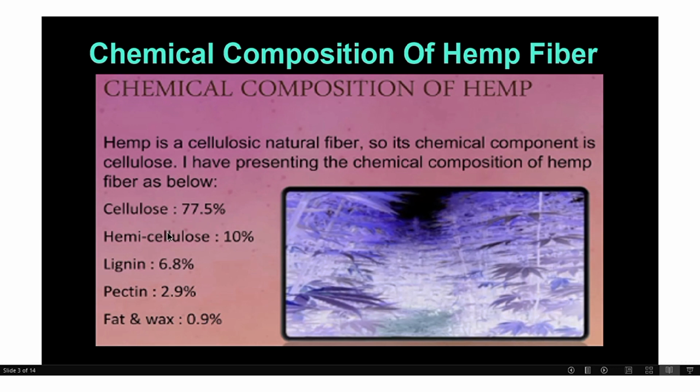The major portion is cellulose and hemicellulose. Its figure is about 87%. It is also known as cellulosic fiber. This was the complete chemical composition of the hemp fiber.